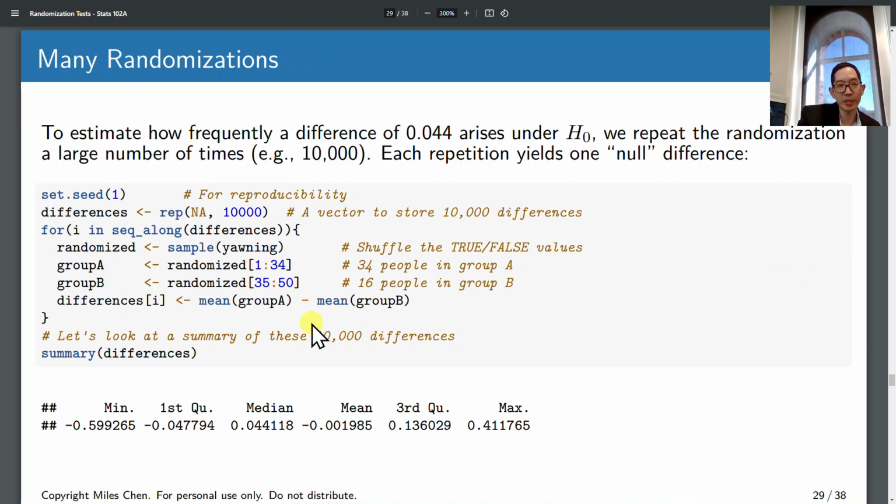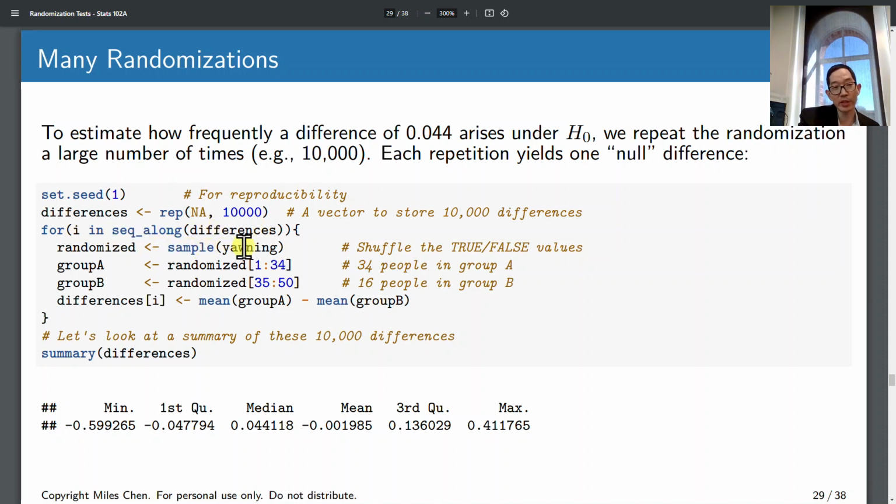So here I'm going to say, let's do this a bunch of times. And I tell the computer, do this 10,000 times. So I'm going to create a vector to store all of my differences. I'm going to do this 10,000 times, and I do a for loop for i in seq_along differences. So this is going to be 1 through 10,000.